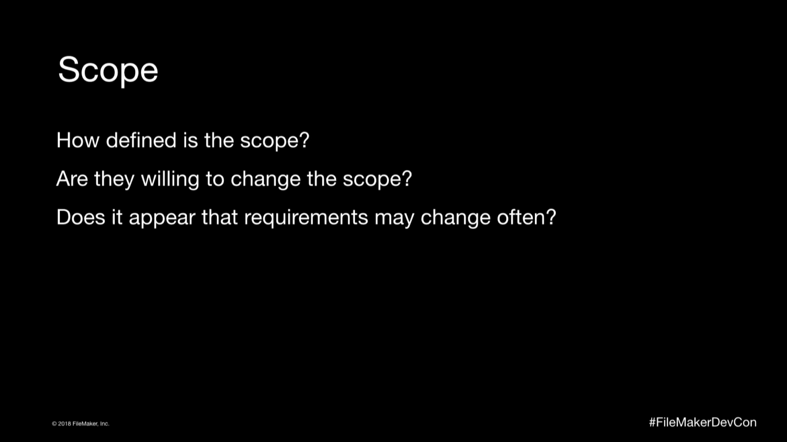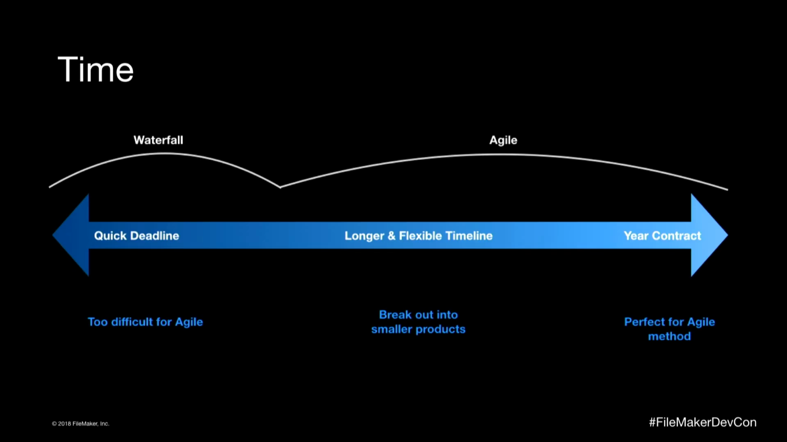The third constraint here is all about time. So when we talk about time, we're talking about how much time it's going to take to build and deliver the solution. So you can have anywhere from a quick deadline to a very long time frame of like a year contract. In this, your constraint is really your quick deadline.